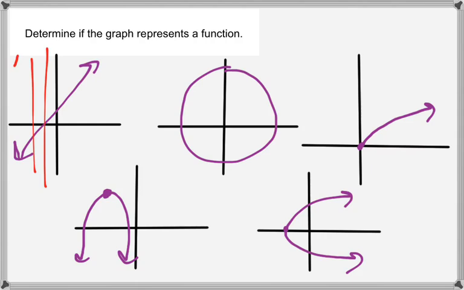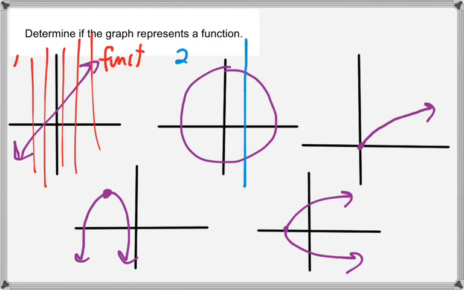So if we look at the first one here, anywhere we draw a vertical line, it's only going to touch one point on the graph. So that shows us that each input only has one output. So this one is a function. Okay, if we look at the second one though, we can find a vertical line that passes through more than one point on the graph. So that's showing us that this input, whatever this x value is right here, has two different outputs associated with it. So this one is not a function.